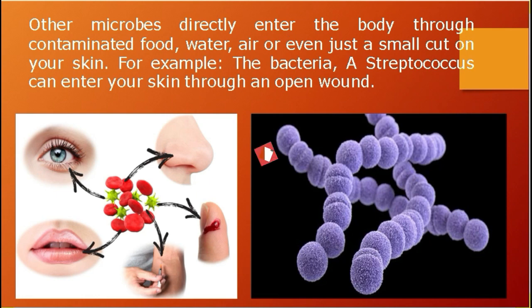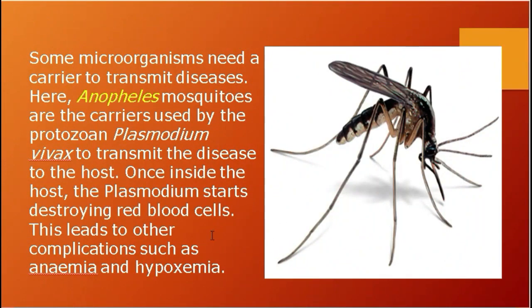Now moving on towards the next slide. Students, there are some microorganisms that need a carrier, means that need a medium to transfer from one to another. So here is an example of this, that is Anopheles mosquito. Anopheles mosquito works as a carrier for the microorganism Protozoan Plasmodium vivax. Students, some microorganisms need a carrier to transmit diseases. Carrier means they need a certain kind of medium to transfer from an infected person to a healthy person.